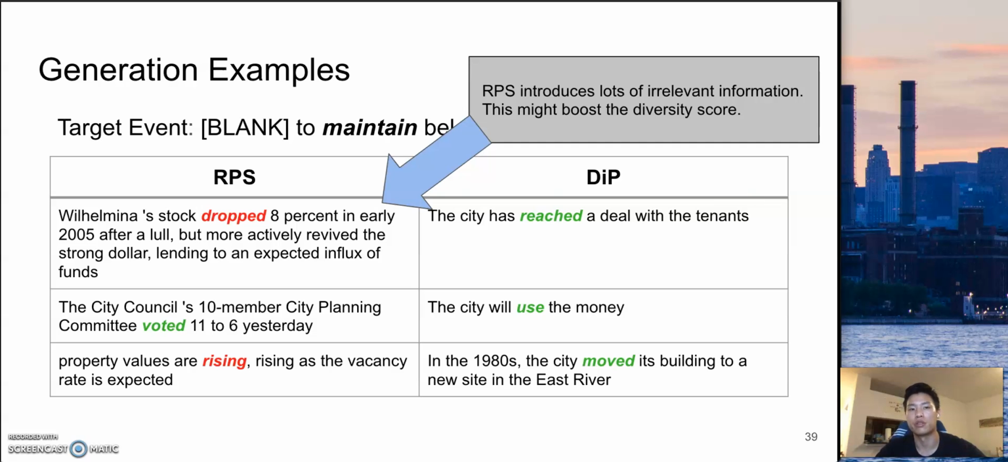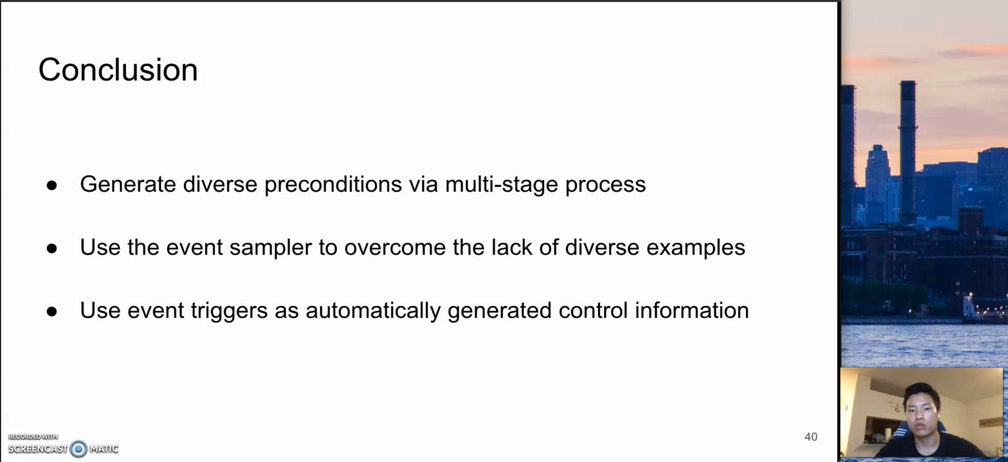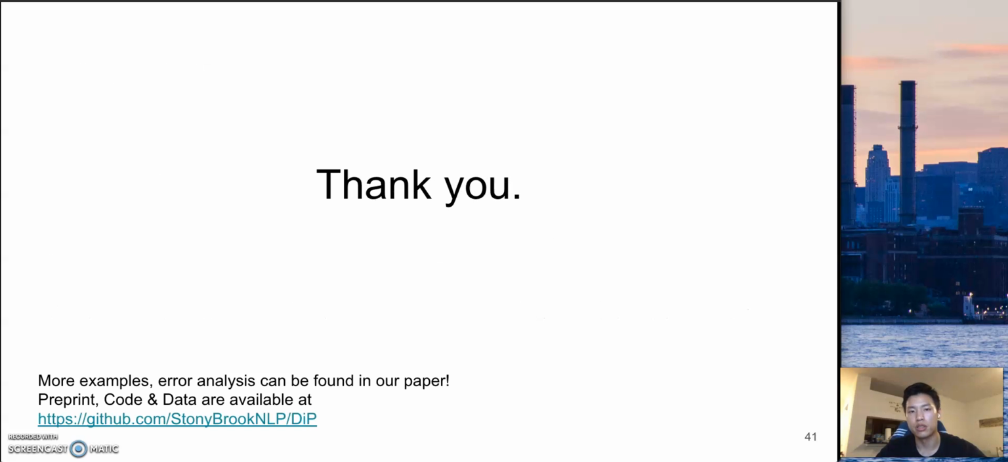For the conclusion, we propose a model that generates diverse preconditions via a multi-stage process and uses the event sampler to overcome the lack of diverse examples, and uses event triggers as automatically generated control information that guides the model to generate diverse responses.